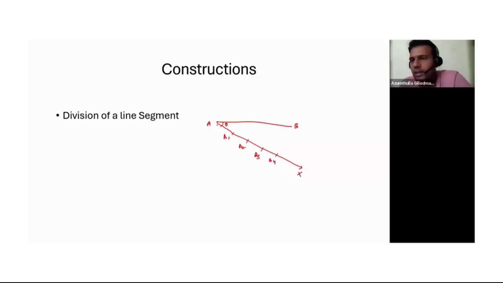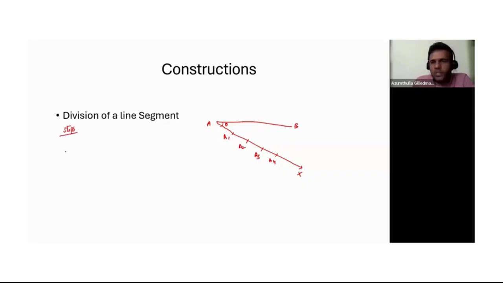So what I did, I drew a line AX, which is inclined at an angle theta, which can be an acute angle. And then I am dividing this line into 4 parts with maybe 2 centimeter divisions. So what did I do?